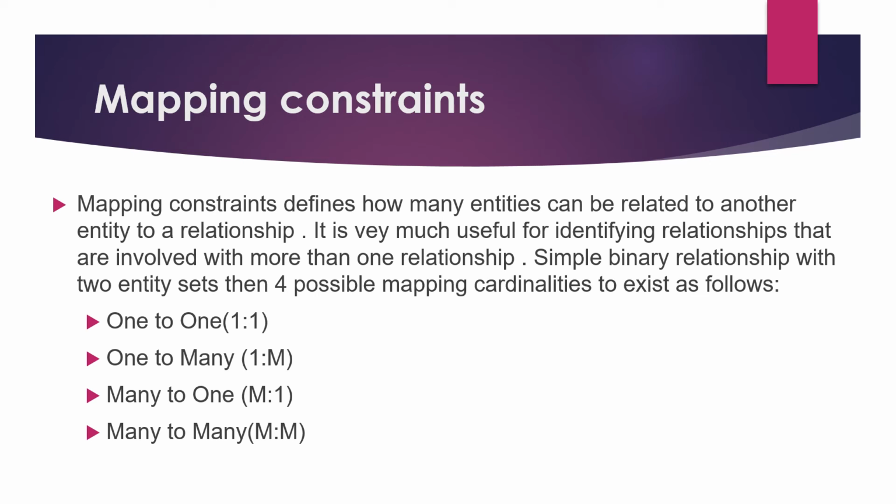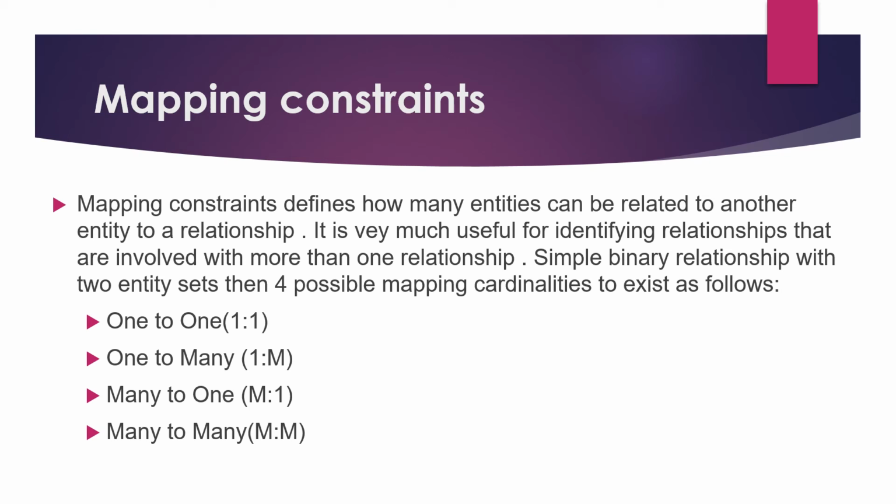Last one is mapping constraints. Mapping constraints define how many entities can be related to another entity through a relationship. The mapping cardinalities, or the cardinality ratio, represent the number of relationship instances that an entity can participate in. That is the number of entities to which another entity can be associated via a relationship set. Mapping cardinalities are most useful in describing binary relationship sets.